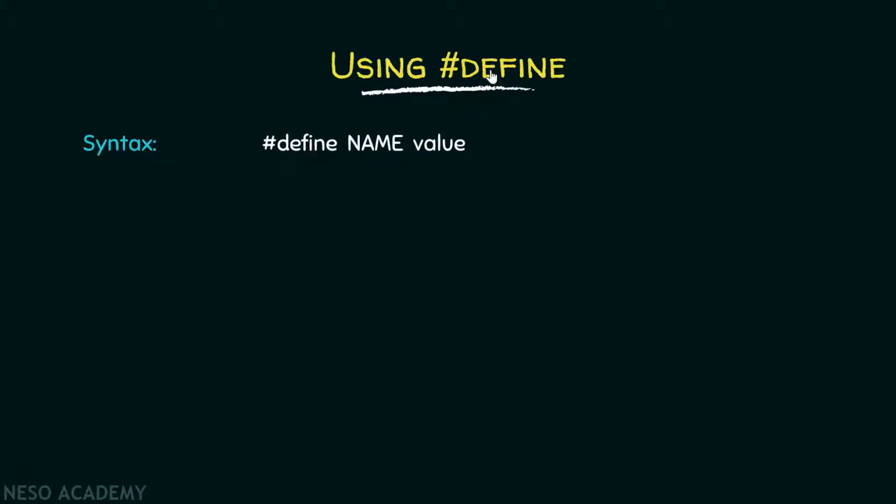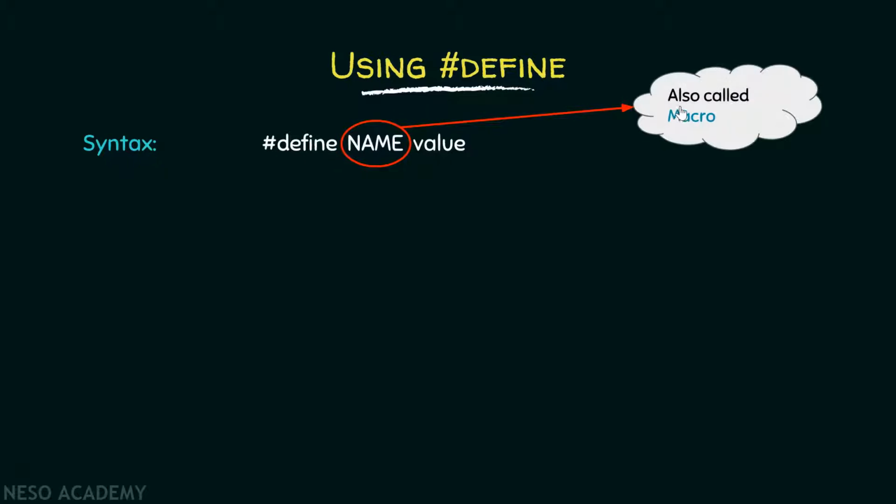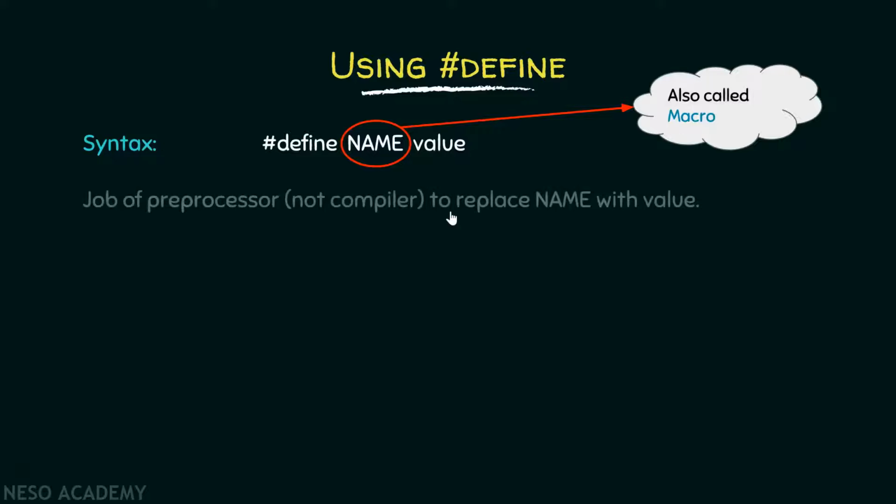Let's see how to use #define. The syntax for #define would be #define, then the name, and then the value. Sometimes the name is also called a macro. The job of the preprocessor, not the compiler, is to replace the name with the value.